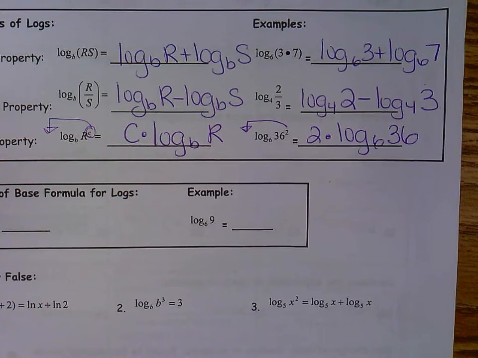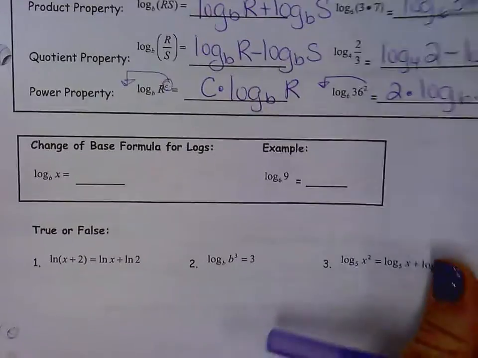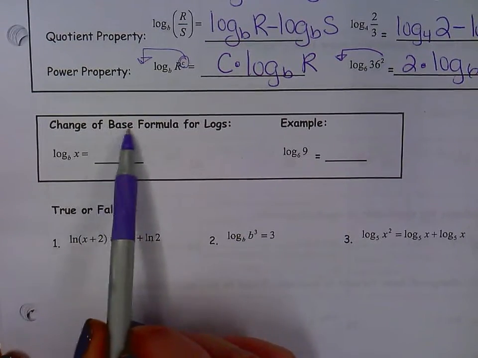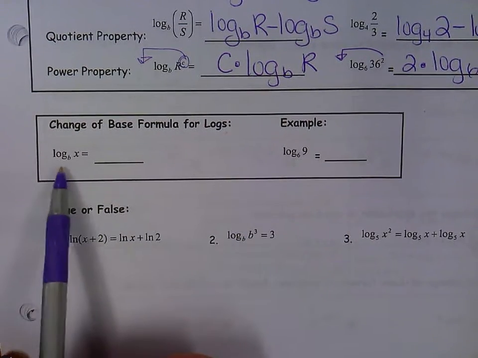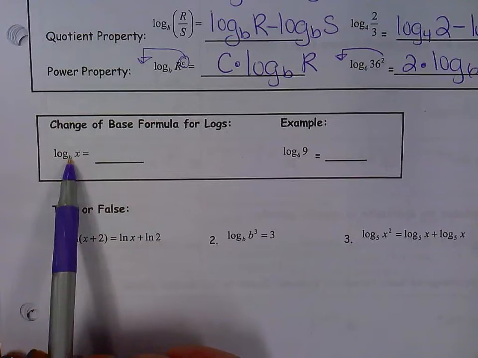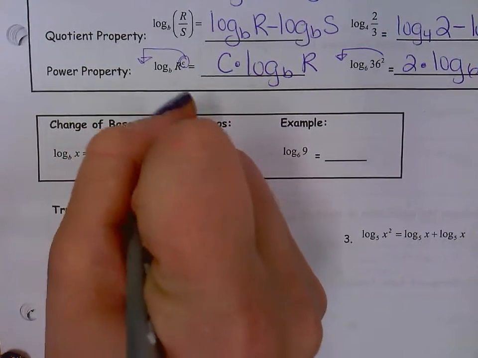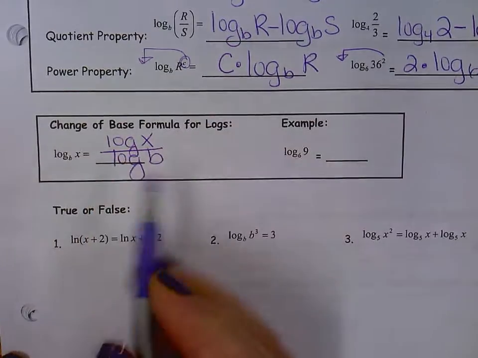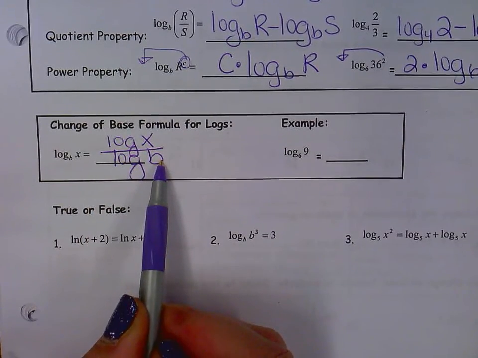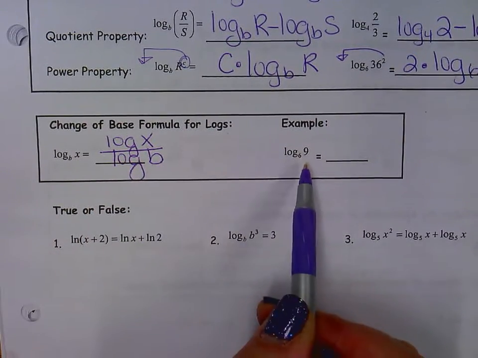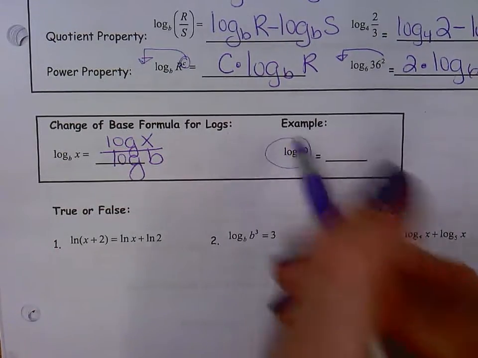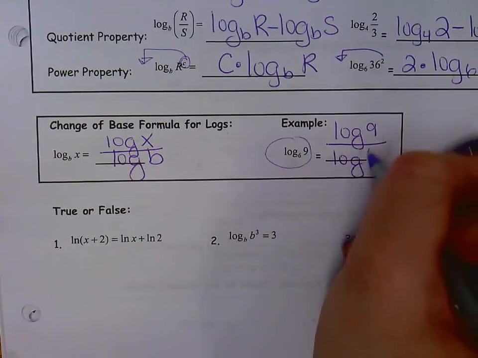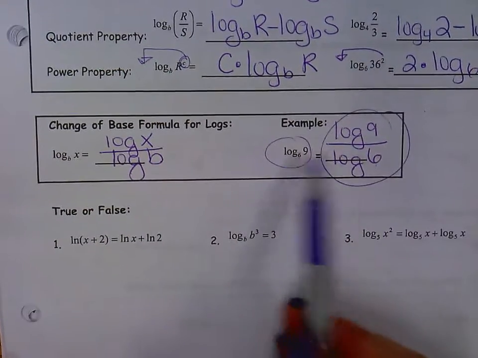And then the last property, that we don't really need as much anymore, is called the change of base formula for logs. If you have an unknown base, you can take a common log of the number x and divide by the common log of whatever your base is on your calculator. We've kind of already done this: we can take the log of 9 and divide by the log of 6 on our calculator to get this.